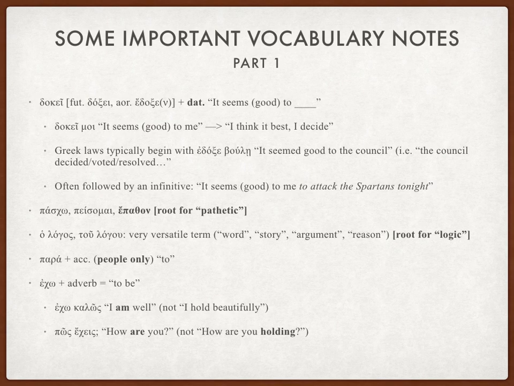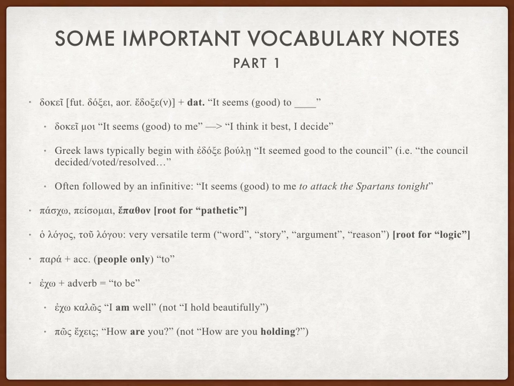You'll learn another preposition in this chapter, para, which takes the accusative, typically for a person only, which means to someone. So if I send a letter to my friend, I will use para and put my friend in the accusative, to so-and-so. Another important combination of phrases.